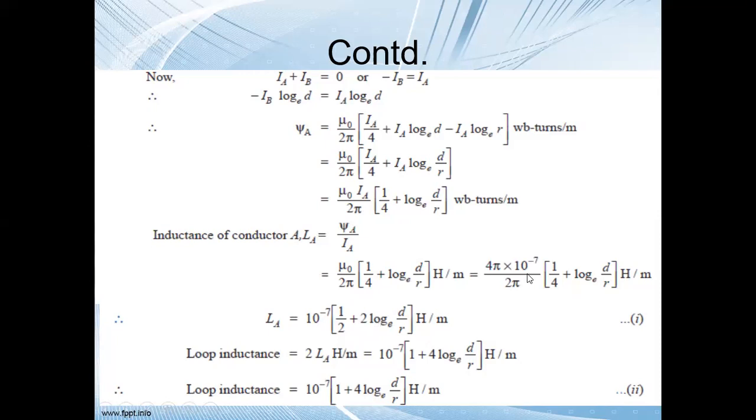So finally what is happening, this is 2, so 2 into 10 to the power minus 7. This 2 is taken inside, so this is 10 to the power minus 7 into (1/4 plus ln d by r), which equals half plus 2 into log d by r. Is this LA derivation clear, how we have calculated the inductance of the line? Yes, sir. Clear, sir.